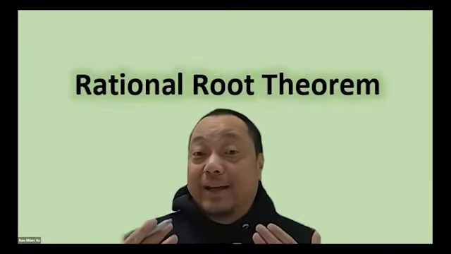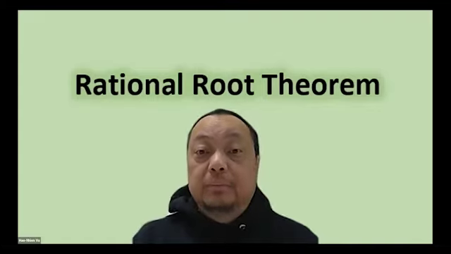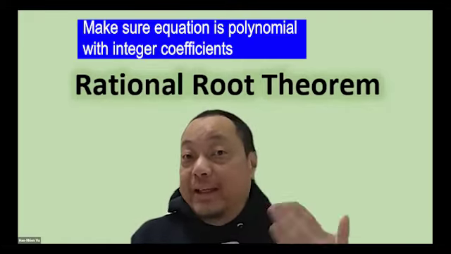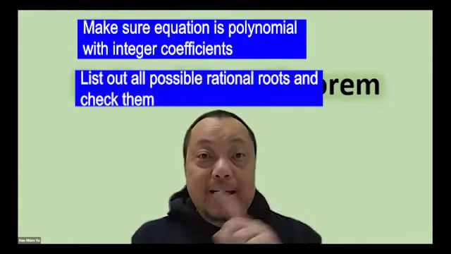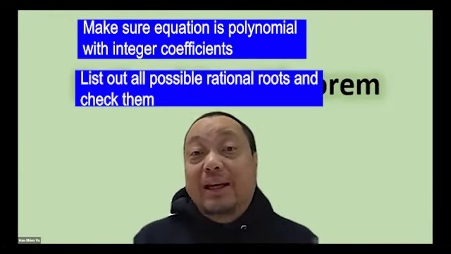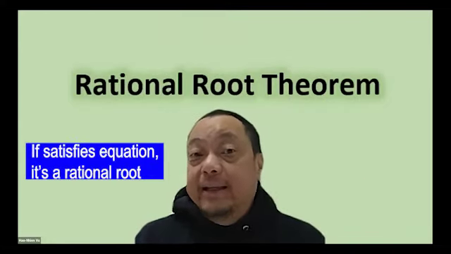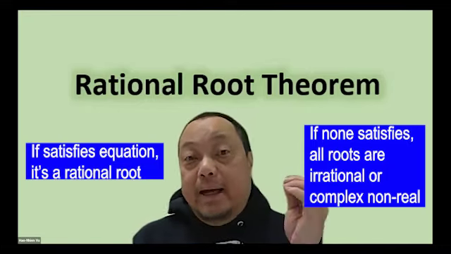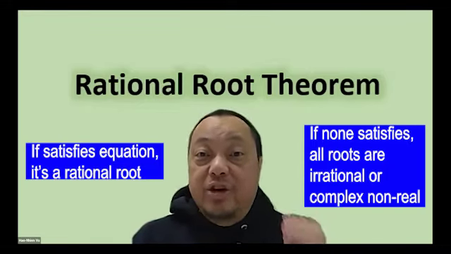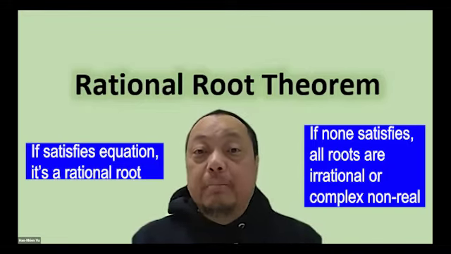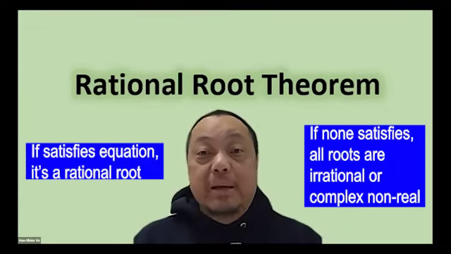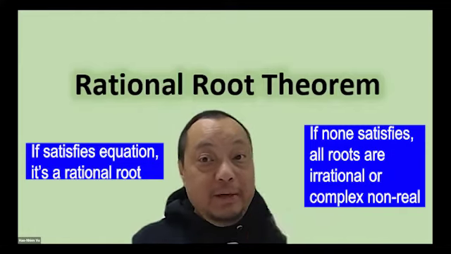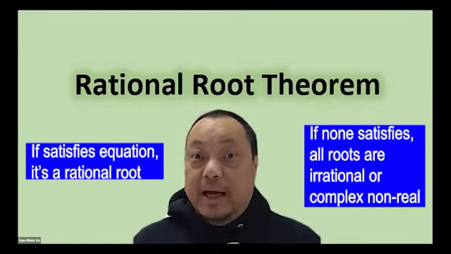So that's sort of the idea of the rational root theorem. I look at the equation, I make sure it's a polynomial with integer coefficients. I list out all the possible rational roots and I check them. If I find any, then that's the rational root. If I don't find any, then I know that the equation does not have any rational roots, meaning that its roots may be irrational or may be complex. But whatever it is, it's not going to be rational.